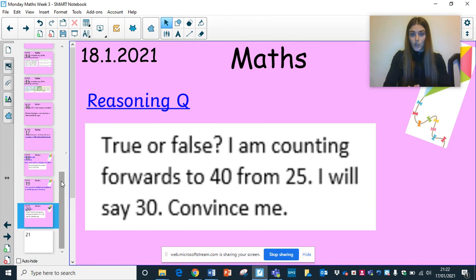It's a reasoning question. So true or false? I am counting forwards to 40 from 25. I will say 30. Convince me. Okay, so have a think about that question, discuss it with someone if you need to, and then you can verbalise your answer or you can write it down.